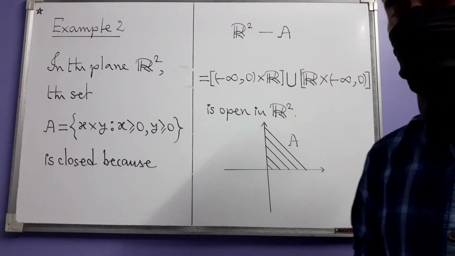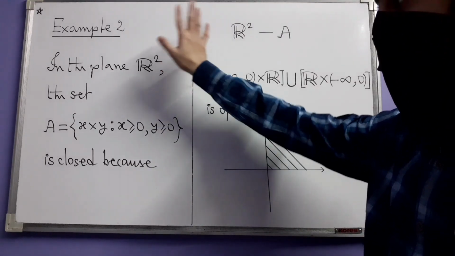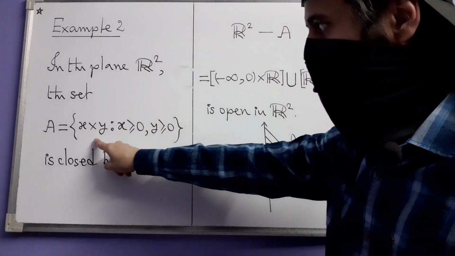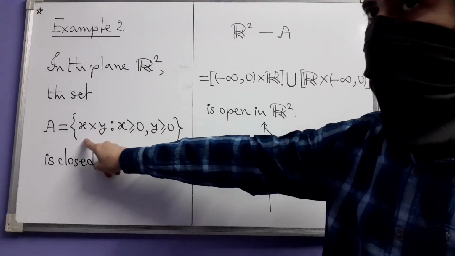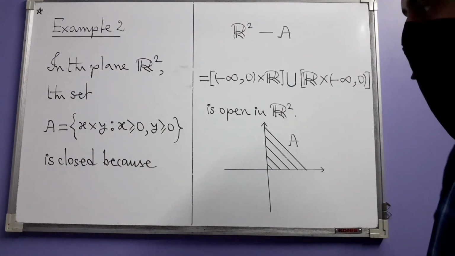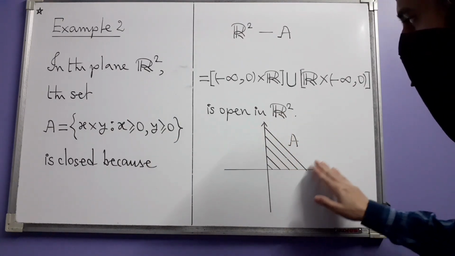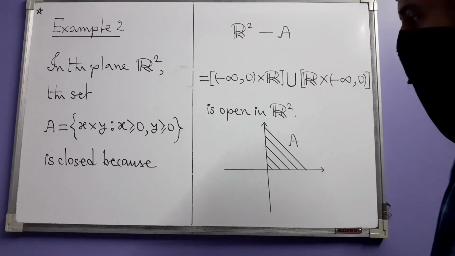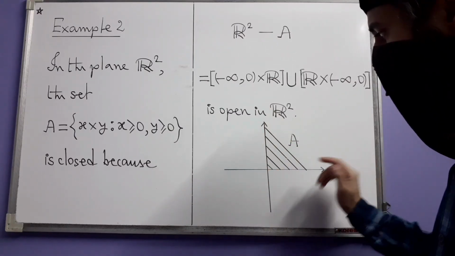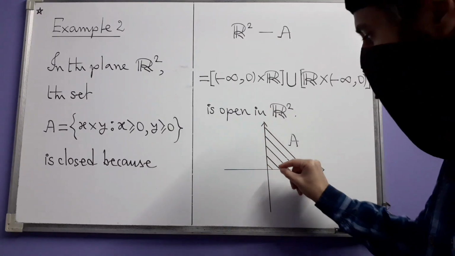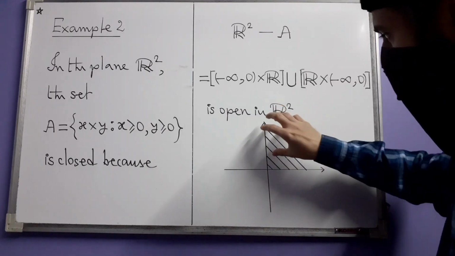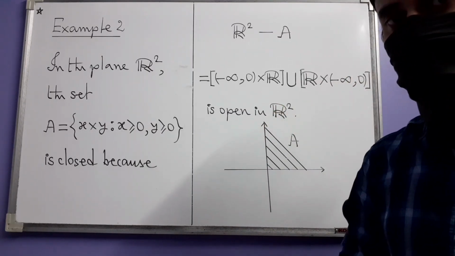Next, example 2. In this one we consider the plane, the two-dimensional plane R2 with the usual topology, and our set A is this set. It consists of all points, both of whose coordinates are non-negative real numbers. Geometrically, this is the region that A represents. That is the first quadrant along with this axis and this axis, only the positive part. Of course, the origin is also present. So these boundaries are there and the first quadrant is there, that is A.